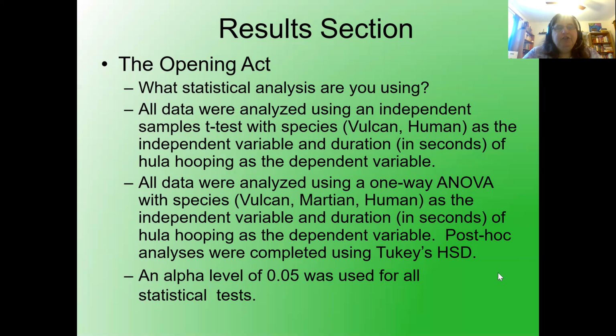Okay, so that describes what you're doing. And again, you can use this exact wording. It's perfectly fine for your write-up. You just have to substitute in your independent variable and your dependent variable. And again, species in this case is the independent variable, and hula hooping was the dependent variable.